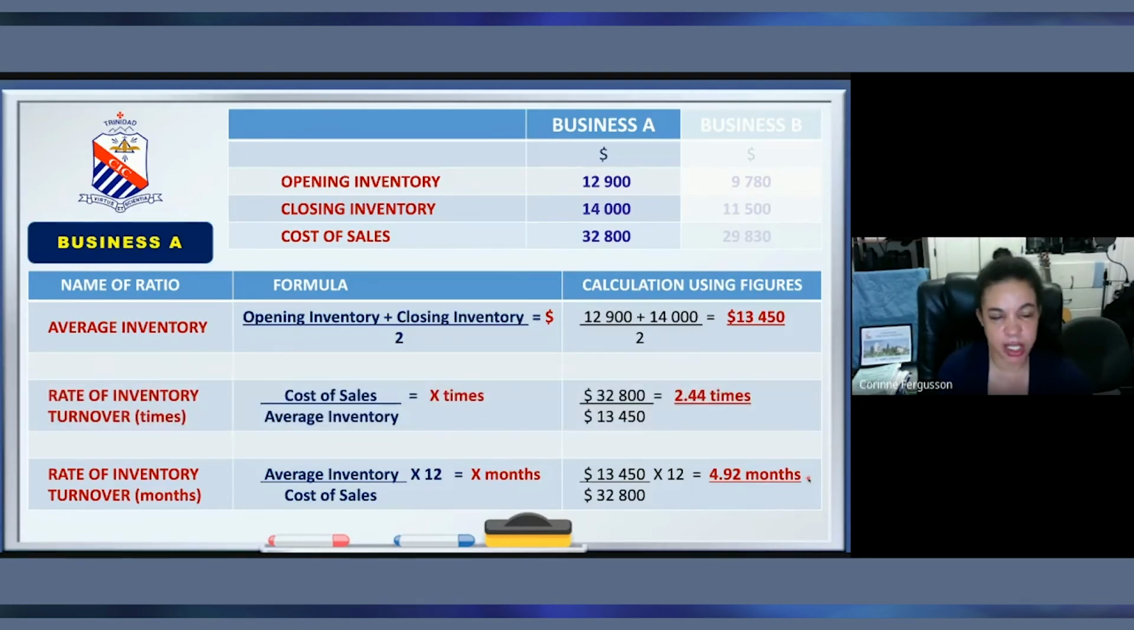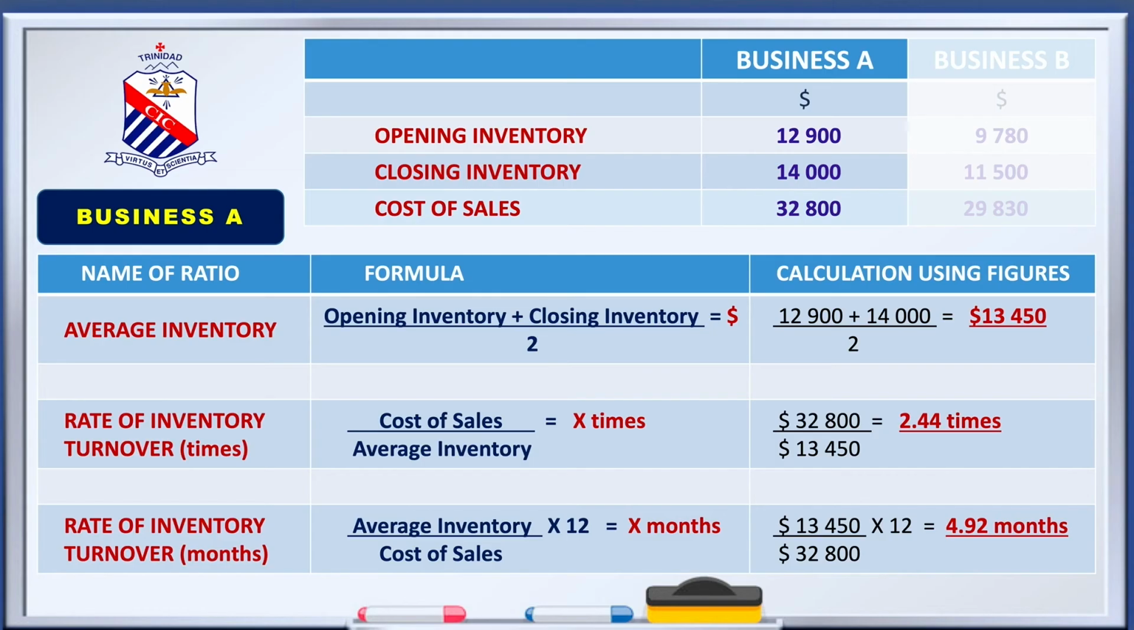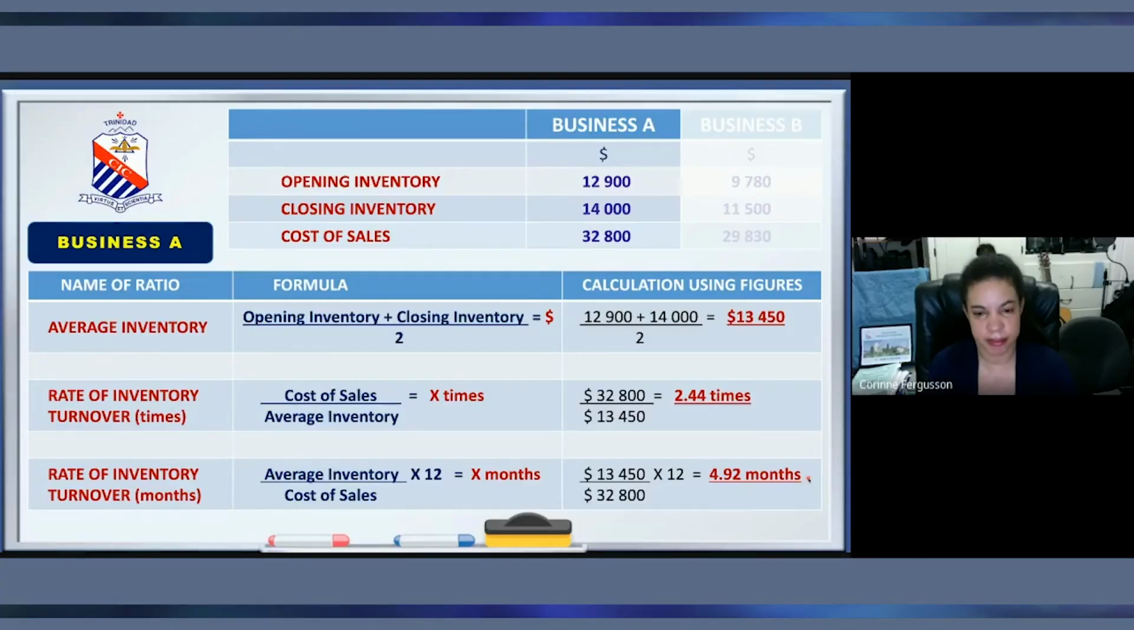And this would be your 3 answers for your business A. Just freeze it a little bit there so that you can see 13,450 for the average inventory plugged into your formulas, 2.4 times and 4.9 months.